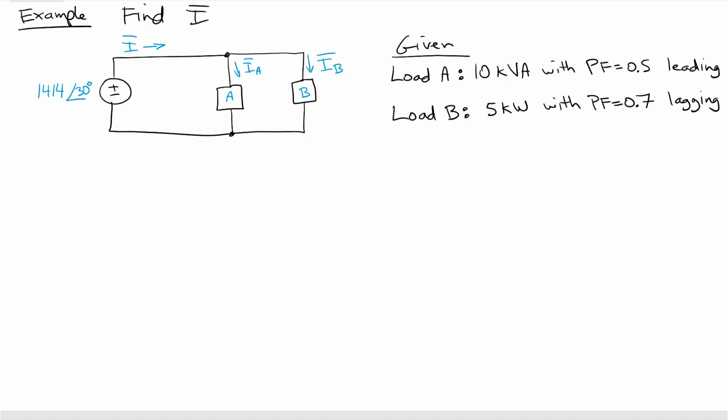We have two impedances in parallel, and what else is known is that for load A we have a power of 10 kVA and a power factor of 0.5 leading, and then for load B we have a real power of 5 kilowatts with a power factor of 0.7 lagging. Okay, so how are we going to solve this problem? If you want to take a shot at it, do it now. Otherwise, I will start with the solution.